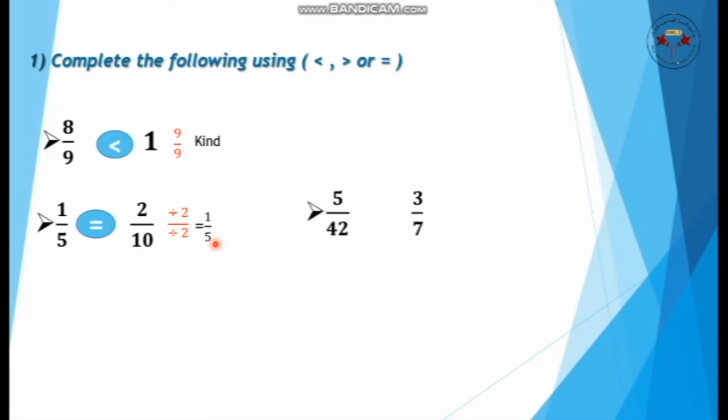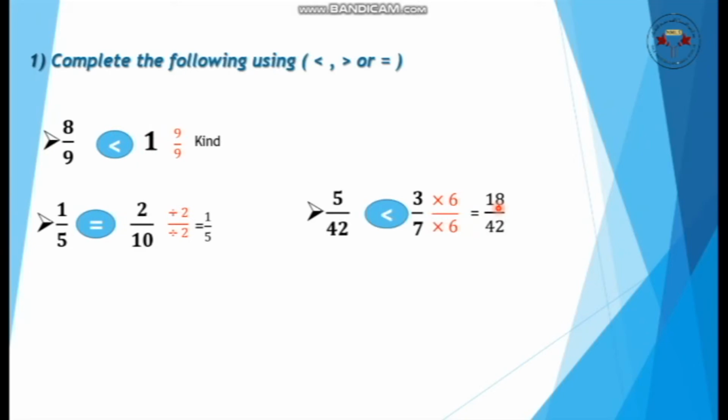The third question, 5 over 42 and 3 over 7. I have to see which is greater. So first go and ask the fractions. Are you crazy? No. Are you kind? No. Not crazy, not kind? Yes. So what will you do? You have to make a common denominator. So the 7 can be 42 easily. How? When I multiply by 6. So when I multiply by 6 up and down, the result will be 3 times 6 equals 18 and 7 times 6 equals 42. Right now, are you crazy? No. Are you kind? Yes. So in the kind fractions, eat the greater numerator, which is the 18.